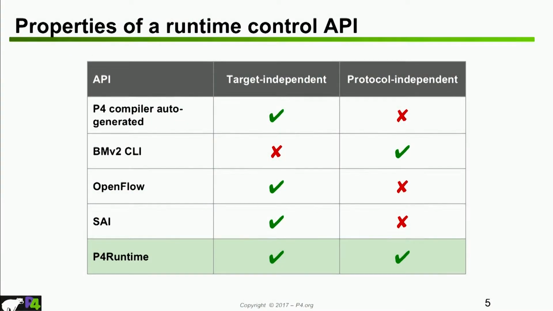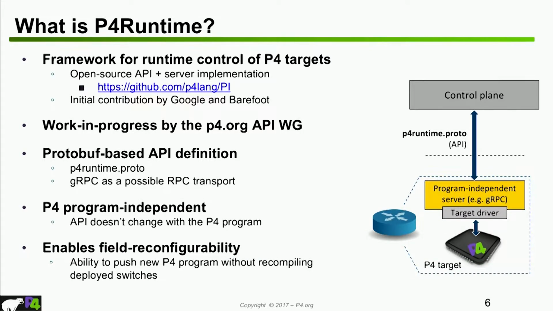So it seems we identified 2 important properties or requirements of our runtime control API to control our P4 switches: target independence and protocol independence. None of the approaches we mentioned before satisfy both properties. And guess what? A group of people sat down and decided to create a new API, a new protocol called P4Runtime. So what is this P4Runtime?